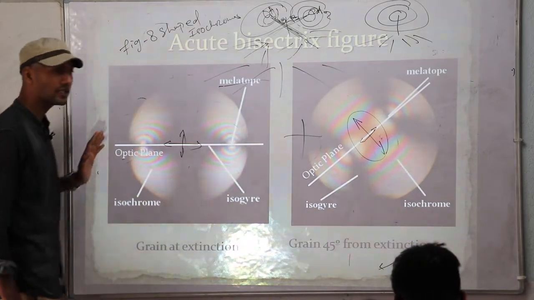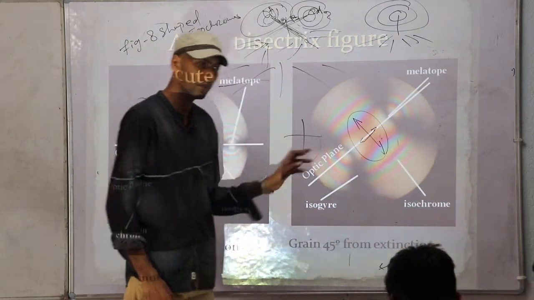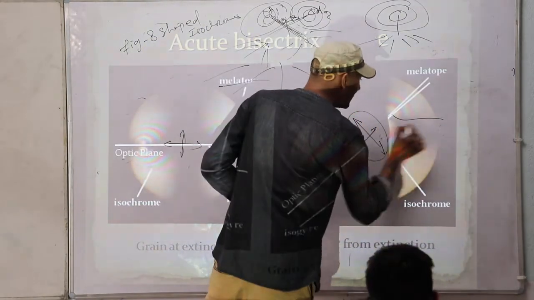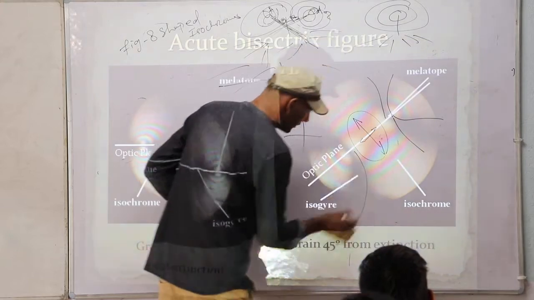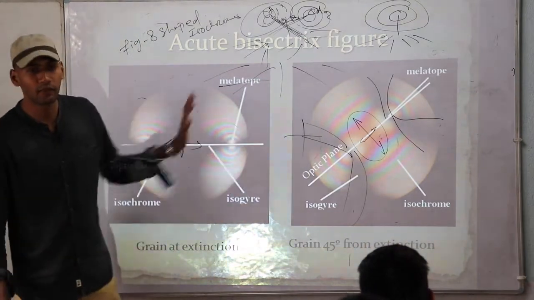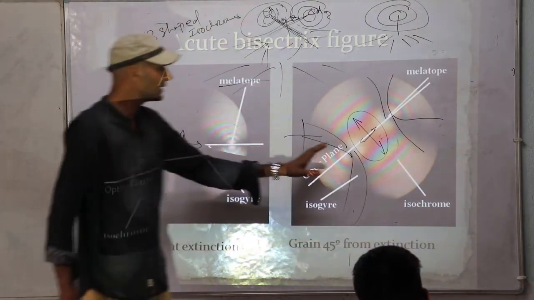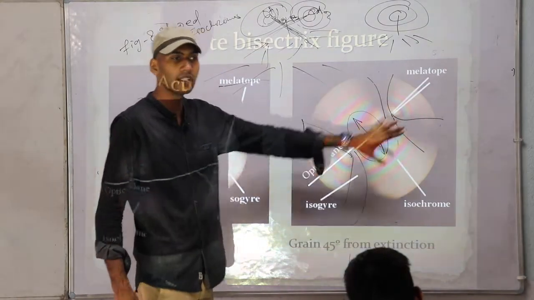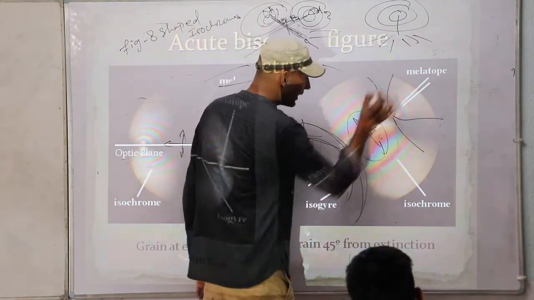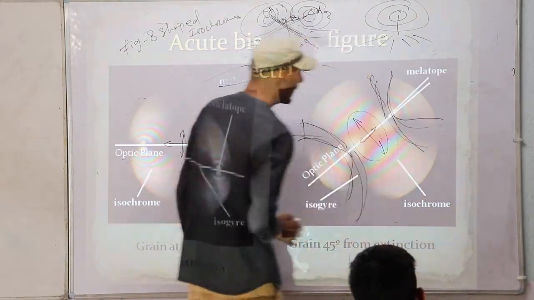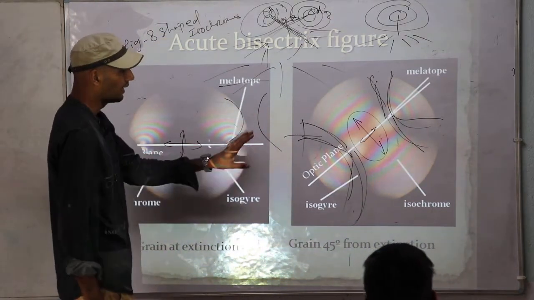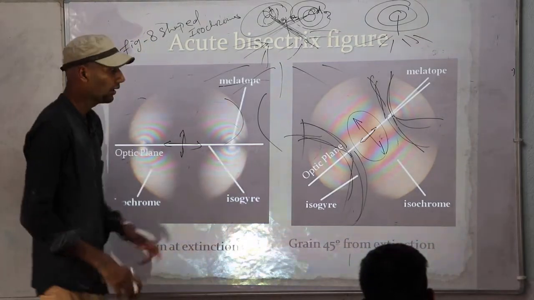The isogyre is produced due to extinction, but here you can see there is no extinction because those are not parallel to the polarizer. So what happens? The isogyre shifts its position in the direction where there is matching of vibration. That shape is a hyperbola. You can see it is a hyperbola or H shape, right? The splitting of the isogyre takes place in a hyperbola pattern, right?